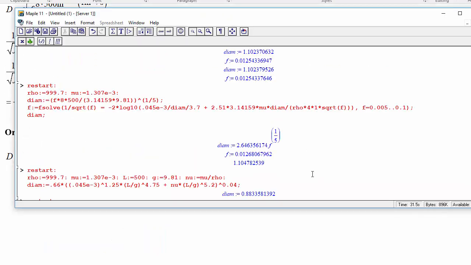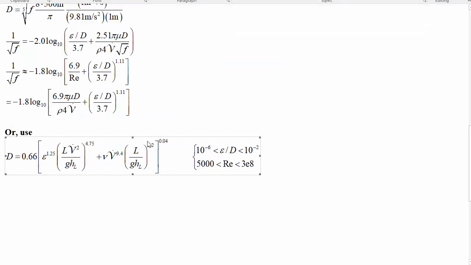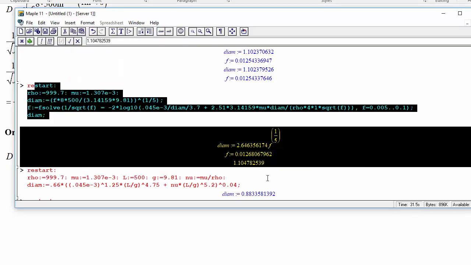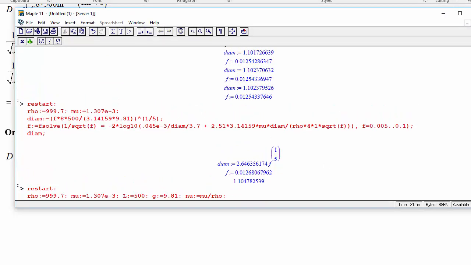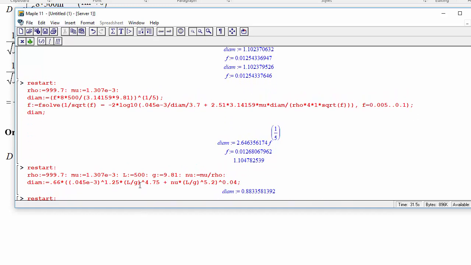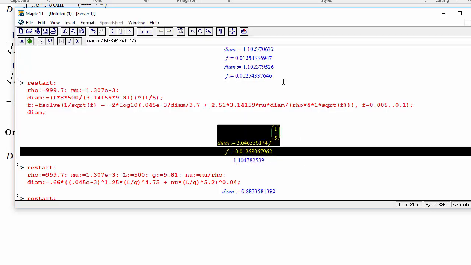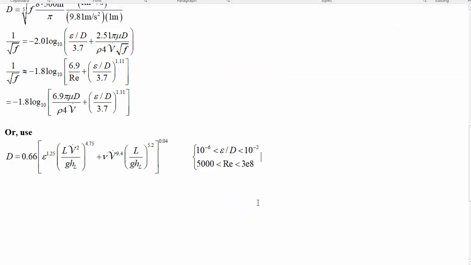Okay, so to recap, we used the approximate equation here, and we found out that the diameter should be like 0.88, where you just type in this equation and get the diameter, 0.88. But we used the previous complicated iterative method, and we found out the diameter should be 1.1. So we're actually way off. This equation looks terrible, right?